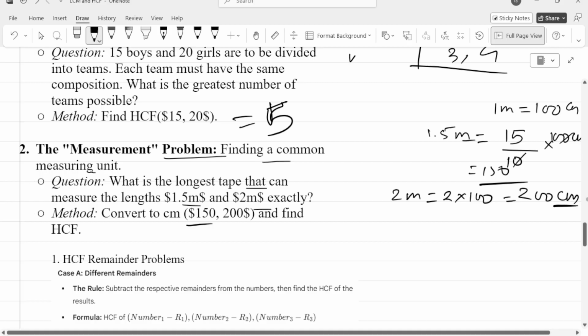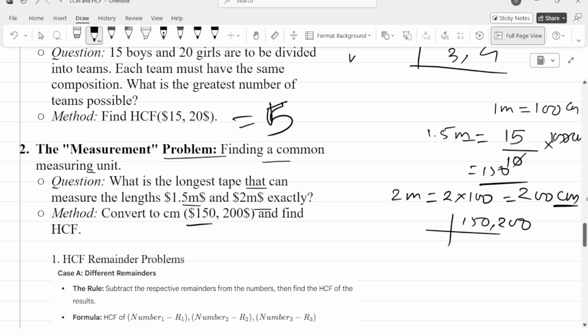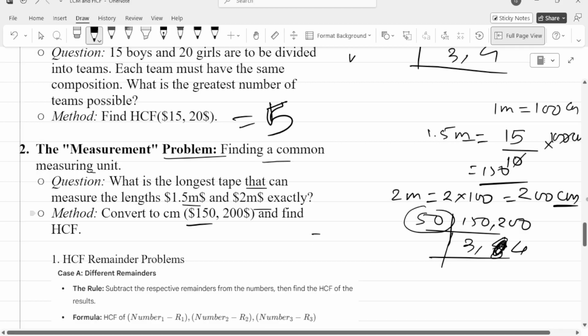Now find the HCF directly. I can use 150 and 200. I also know that the zeros come in the 10 table, and 15 and 20 also come in the 5 table. Directly I take the 50 table. 50 threes are 150, and 50 fours are 200. Now there are different numbers, so there is no common factor. So here 50 is the HCF.